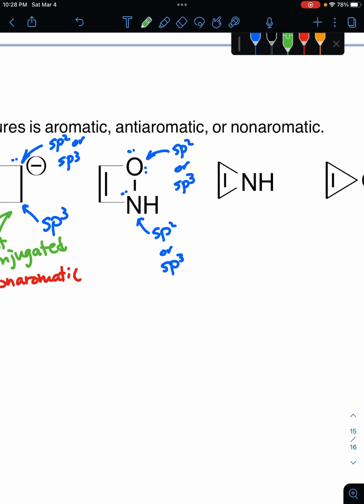Okay, so let's think about the possibility that either of these can be sp3. If either the oxygen or the nitrogen is sp3, then that breaks the conjugation, so this becomes non-aromatic, which is not like a bad or good choice. That's just not being aromatic. Compounds like methane or water are non-aromatic too, but they're just as stable as just about anything else.